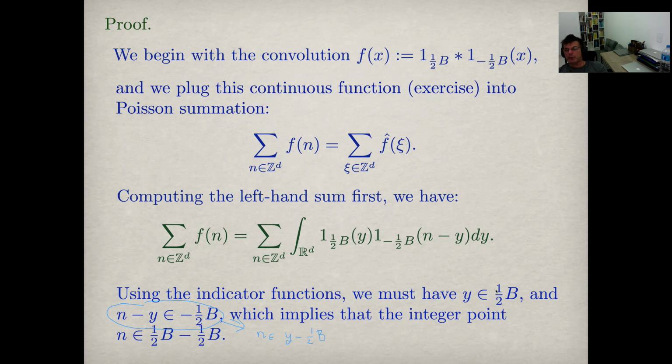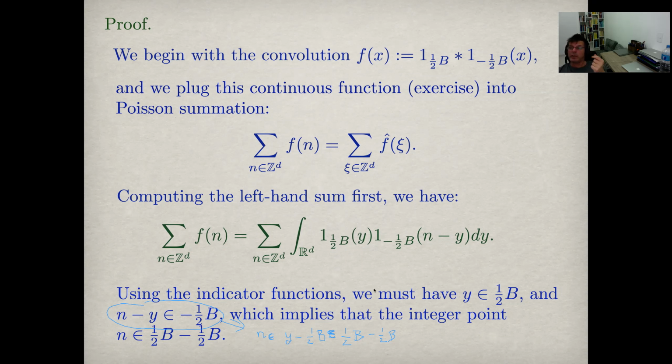But on the other hand, we're assuming y itself is in 1/2 B. So this is y is in 1/2 B. And so if we just write this again, we see that n is in 1/2 B minus 1/2 B. Technically, I put a subset here. Okay, so there you have it. n is an element of 1/2 B minus 1/2 B.